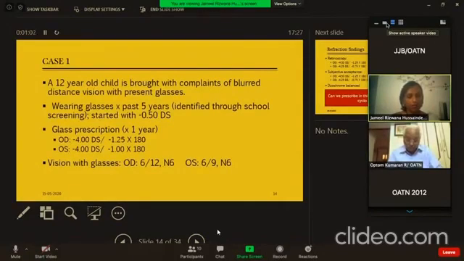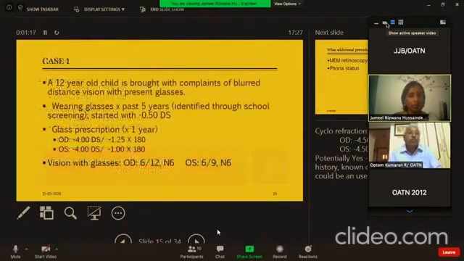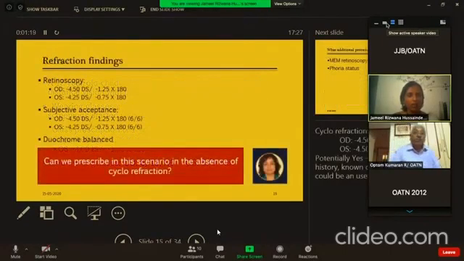So if you just keep this -4 and -4 in mind, now he has come for a regular follow-up and we are getting a refraction of -4.5 diopters in the right eye and -4.25 diopters in the left eye. So a half diopter increase in the right and a 0.25 diopter increase in the left over this last 1 year. Not much change in the cylindrical prescription. Assuming this child has come to us post-COVID and the duochrome is balanced, my question to the ma'am now is, if we see this in our private practice, can we go ahead and prescribe in this scenario in the absence of cycloplegic refraction, ma'am?